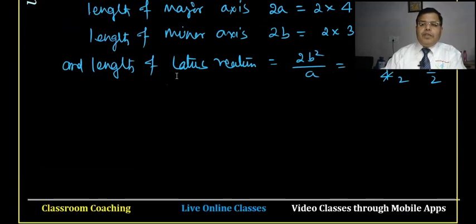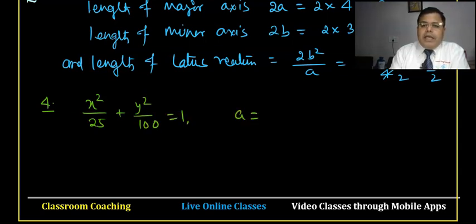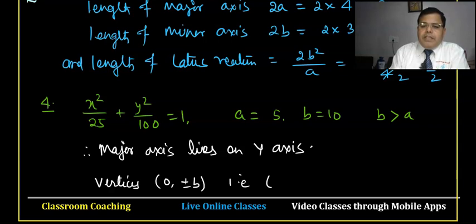Now question number 4. Question number 4 is another question: x square by 25 plus y square by 100 is equal to 1. Clearly here a is 5 and b is 10. So here b is greater than a, or a is less than b. So therefore the major axis lies on the y-axis, isn't it? So therefore vertices are 0 comma plus minus b, that is 0 comma plus minus 10. That is the vertices, right?